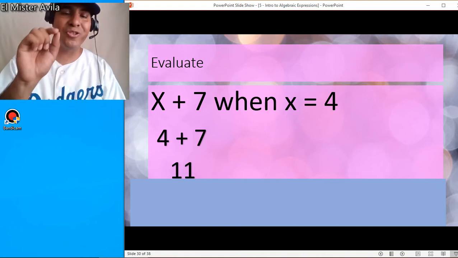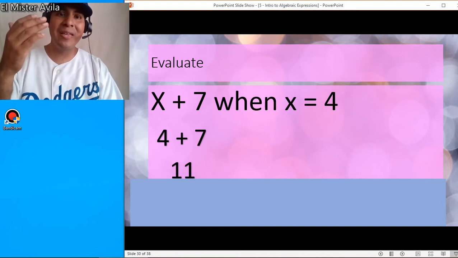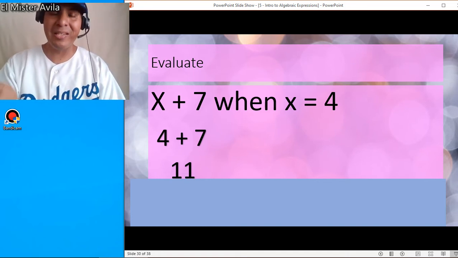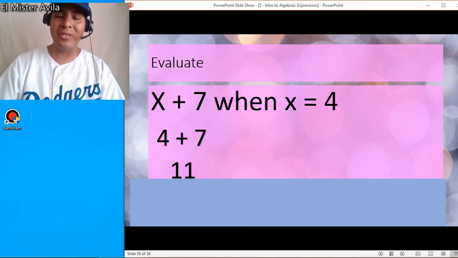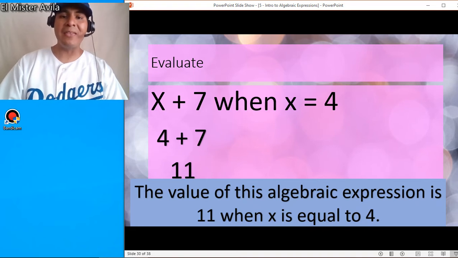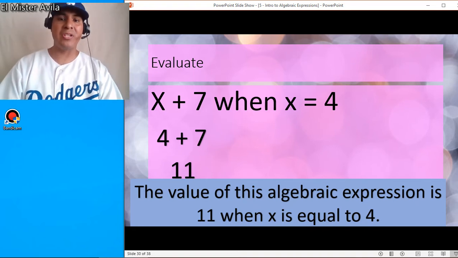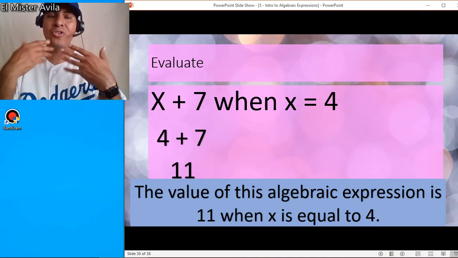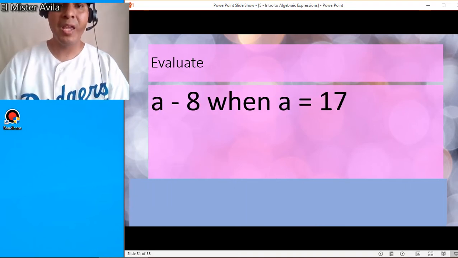I'm just introducing you to this idea of the variable, that it represents an unknown number. Now, you can't tell me what x plus 7 is until I tell you what the value of x is. So we say the value of this algebraic expression is 11 when x is equal to 4. You should try to practice reading that out loud so you can sound like a mathematician.